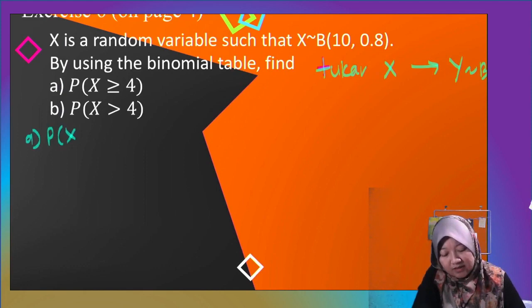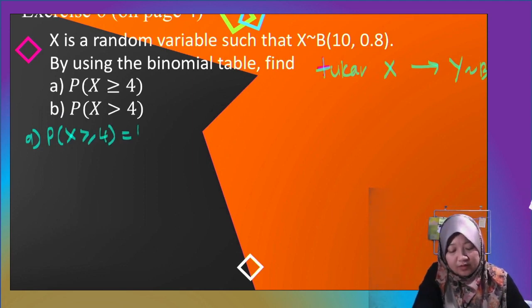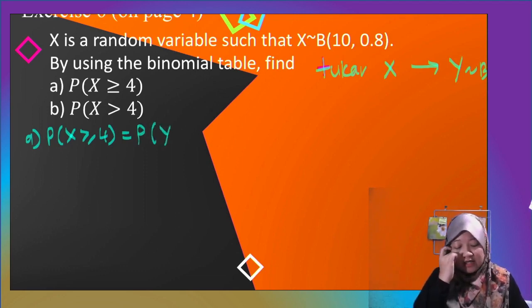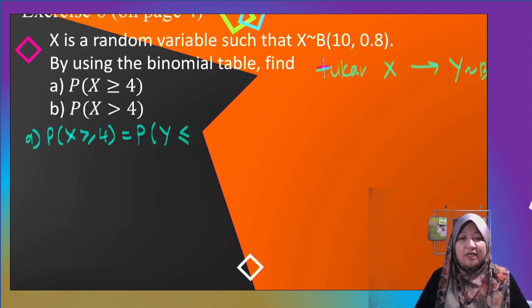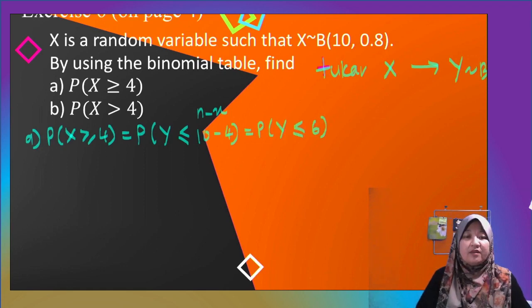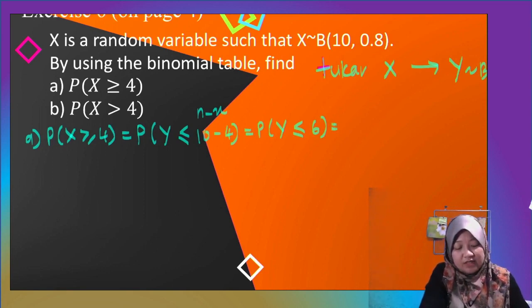Okay, probability X greater than or equal to 4. So, bila kita tukar kepada Y, dia akan terbalik. Dia akan reflect. Jadi, kalau dekat sini greater than or equal to 4, untuk Y adalah less than or equal to. Apa nilai bagi Y? Dia adalah n tolak X. n awak adalah 10, X awak adalah 4. So, dia akan jadi probability Y less than or equal to 6. Right? Tapi, kalau awak nak guna table, kita kena olah lagi supaya dia menjadi greater than.